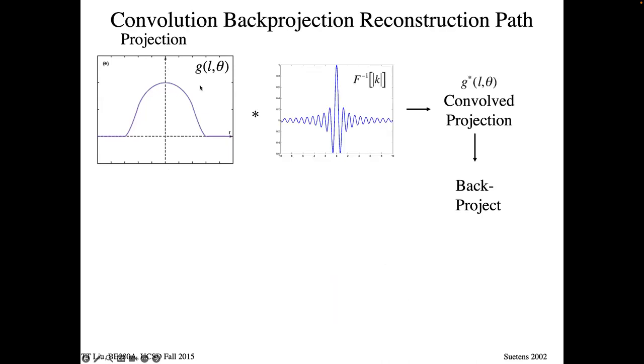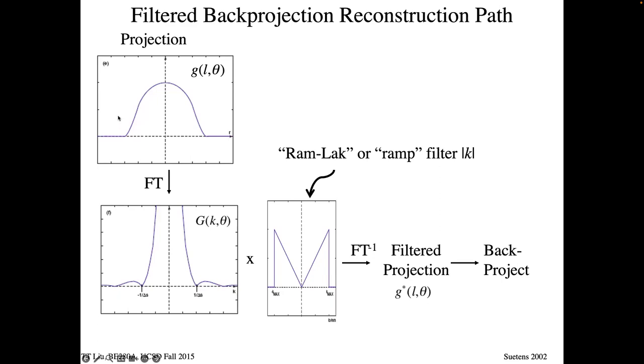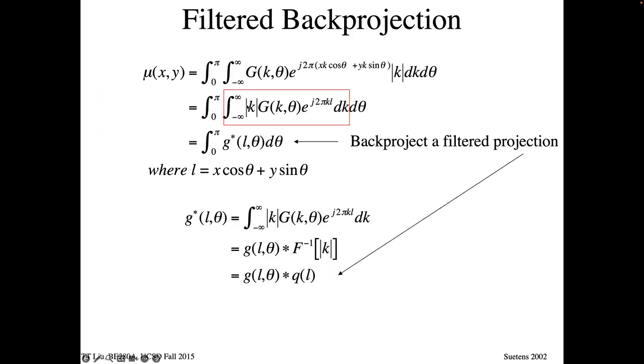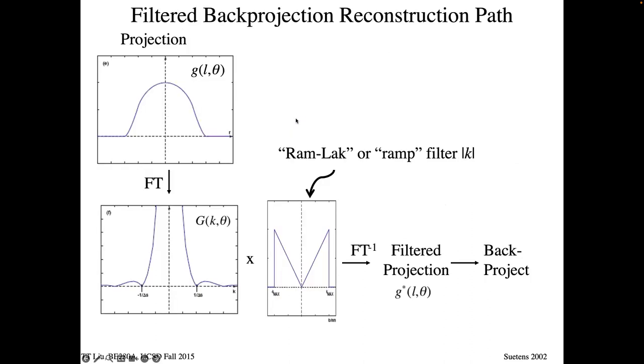Okay, so here's a version. Here's G_L theta. We take its Fourier transform, and we get this function G_K theta here. We can multiply it by this function, which is the magnitude or absolute value of K. It's this ramp. We multiply G_K theta by the ramp, then we take its inverse Fourier transform. Basically, this gives us a filtered projection, and we back project those.